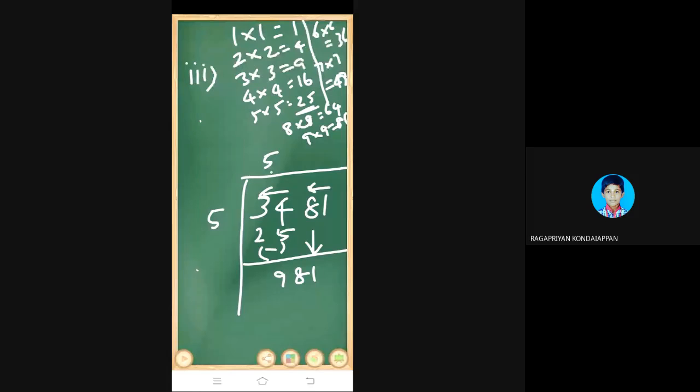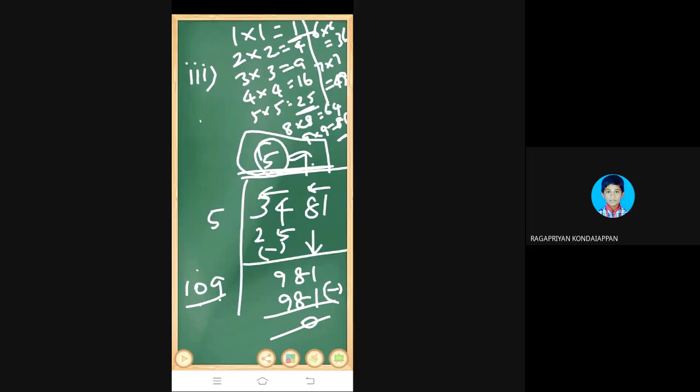Now we have 5, which should be multiplied by 2, children. 5 2s are 10. What are the possible digits for the 1? 1 1 is 1, 9 9s are 81. 9 will come. If we write 1 here, 101 into 1 is nothing but 101. So we should write 9. 109 into 9. What is 109 into 9? 981. So when you subtract, the remainder will be 0. So square root of 3481 is nothing but 59. Clear?